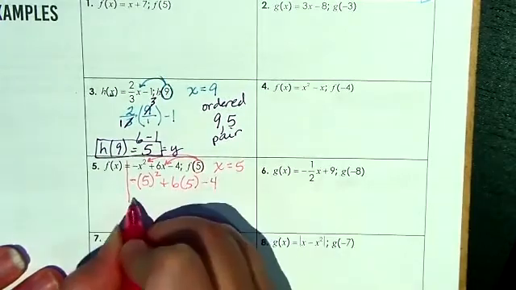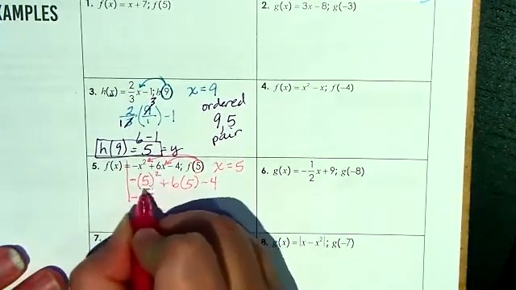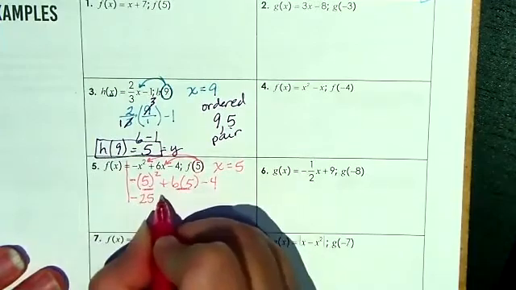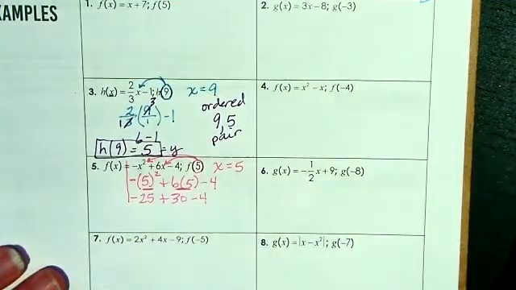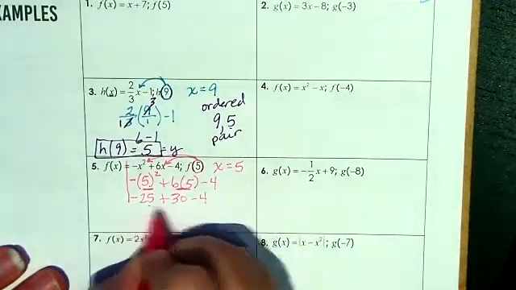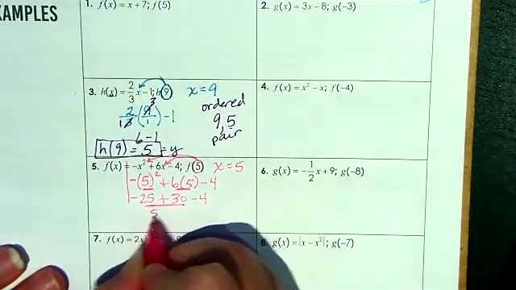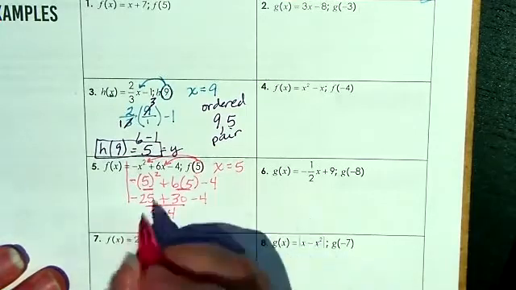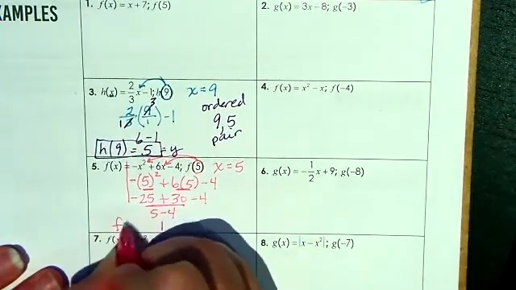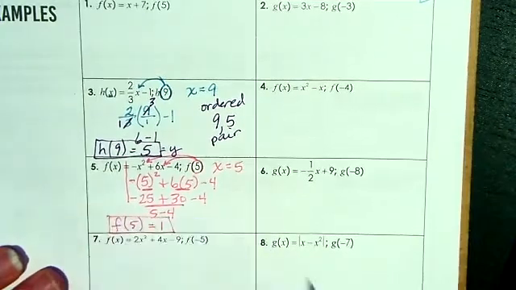Minus 4. And I end up with negative 25, because I have to do the 5 squared, and at the same time I can do this multiplication, 6 times 5, which is 30, minus 4. And now I do my order of operations. So I'm going to end up with 5 minus 4, which then gives me 1. So therefore, f of 5 equals 1.